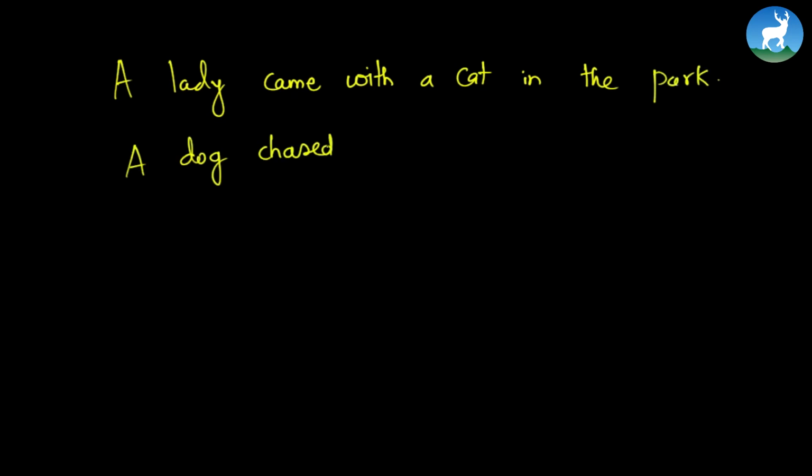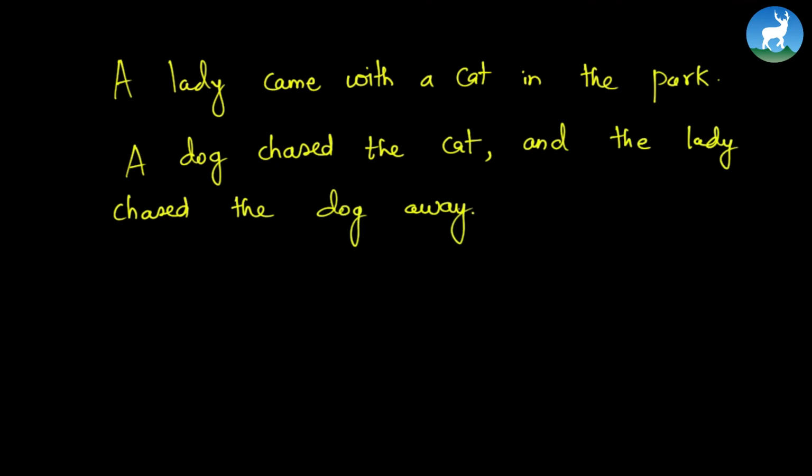A lady came with a cat in the park. A dog chased the cat, and the lady chased the dog away. Let's study this example. A lady. It could be any lady, not a fixed lady. We are referring to any kind of general, this is generalization. A lady came with a cat. So any kind of cat, does not matter what cat, right?